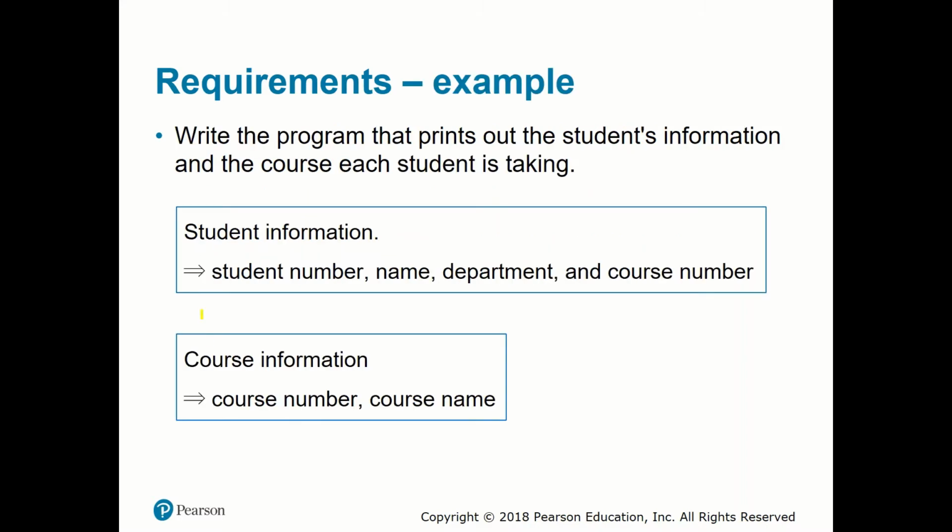Here is an example of the requirements. So this is the question: write the program that prints out the student's information and the course each student is taking. These are student information: the student number, name, department, major, and course number. And here is the course information: course number and the course name, course title. So these are input information.